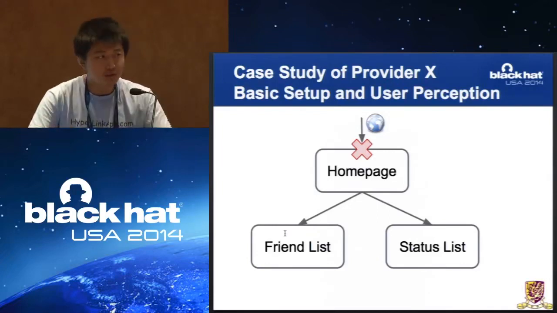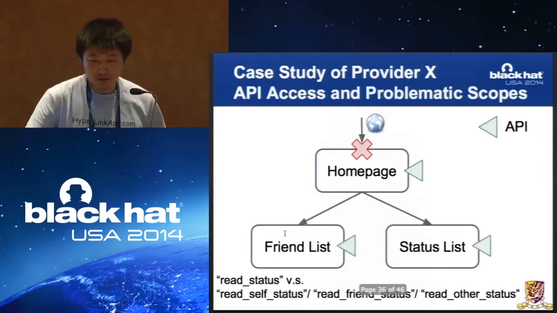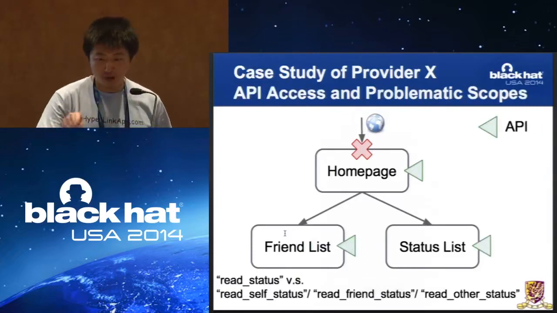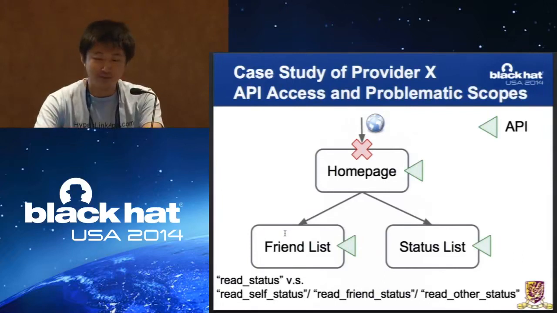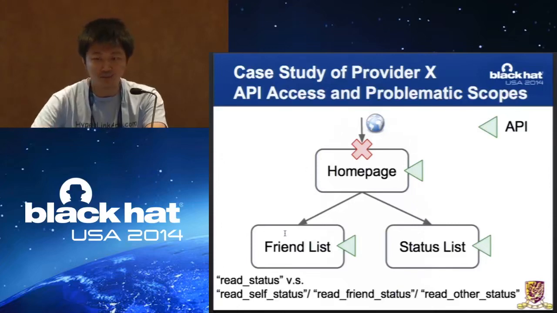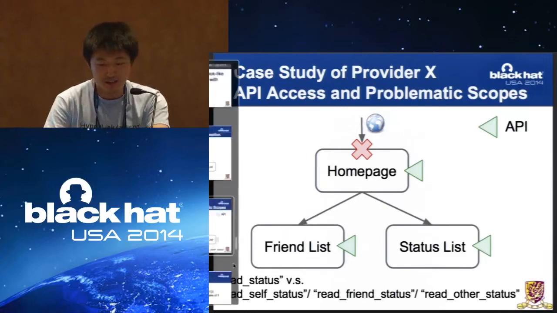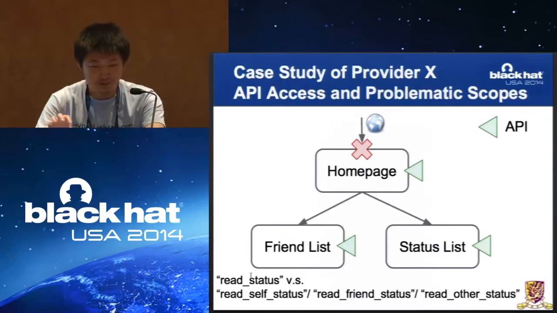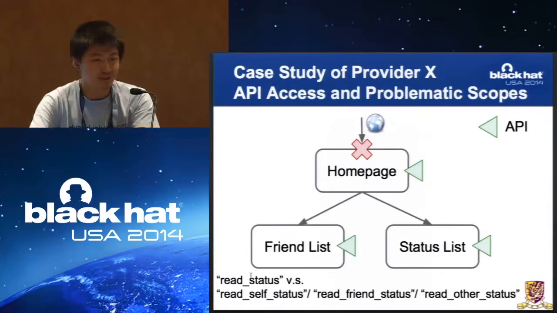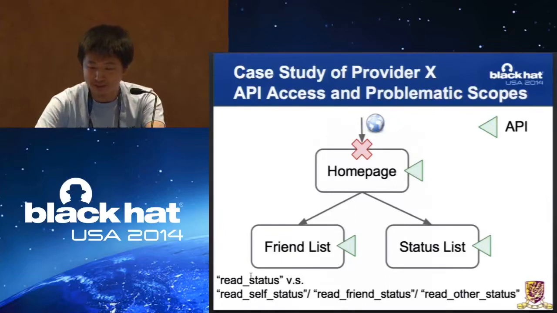However, we find that if you use the API access, there are actually more access points. You can access those objects directly. There is also another problem with this provider. You recall that during OAuth, you get permission via the scope parameter. However, the scope is poorly designed: they only have one scope called read status. They don't distinguish between read self status, read friend status, or read other status. What this means is that after you get read status, you can read everyone's status. This is a design problem, a logical problem in the provider.